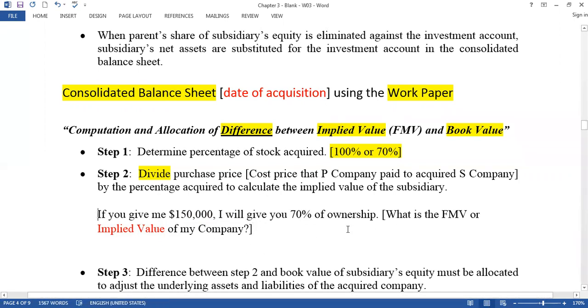So by applying this formula, we are going to calculate the implied value. When you have the implied value, this is step 2. So how to calculate the implied value? You can see that divide. So the formula is 150,000 divided by 70%. The amount here is the implied value. So you have to calculate the implied value.